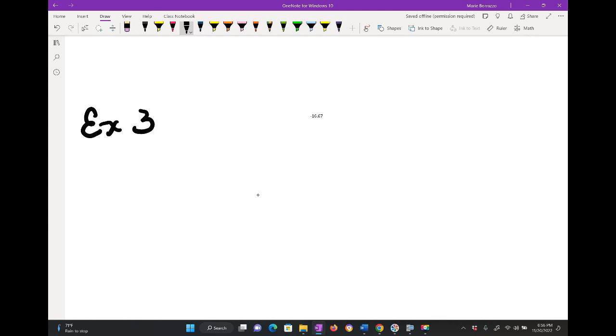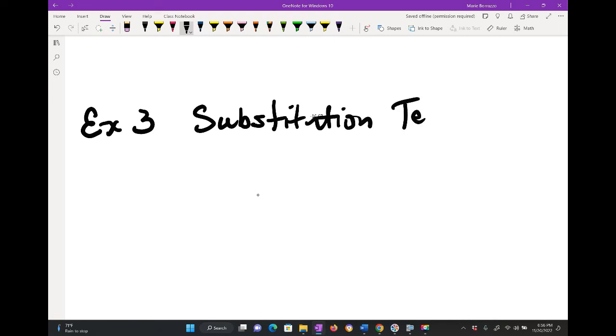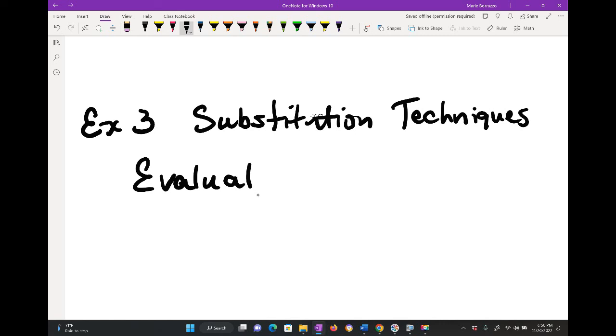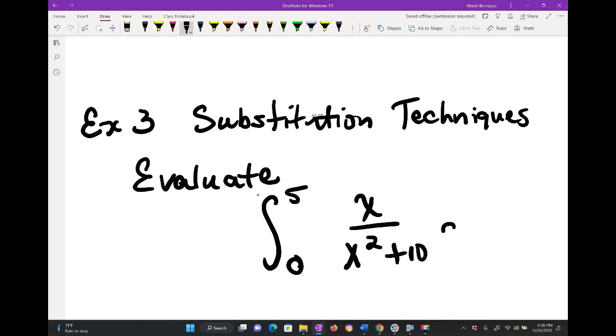Example 3 is more of the same. The only thing we're going to do here is look at substitution techniques. All right, and they're giving us the same direction. They want us to evaluate the following. They're giving us the interval from 5 to 0 for the function x over x squared plus 10 dx. So we need to find the antiderivative.